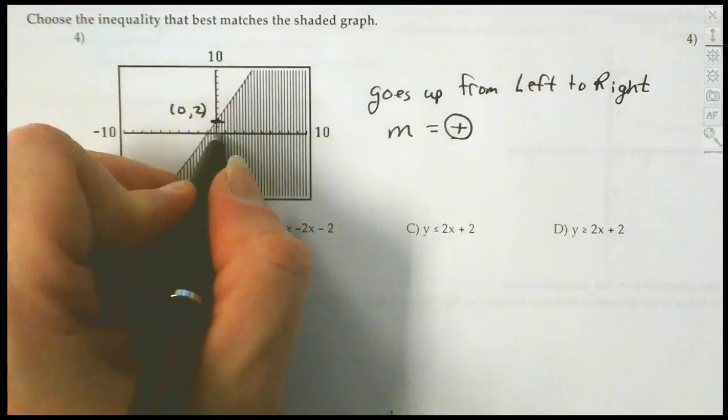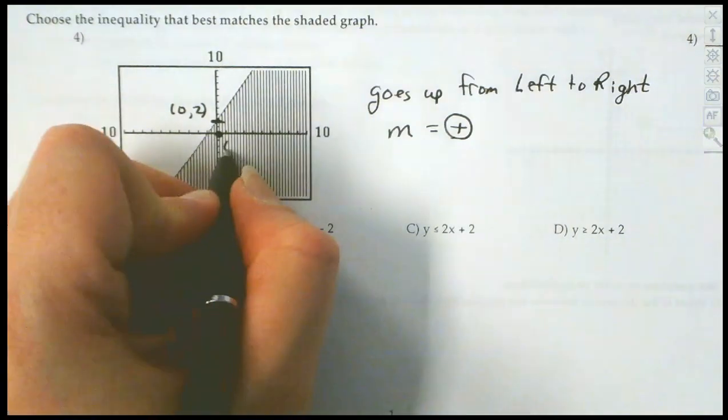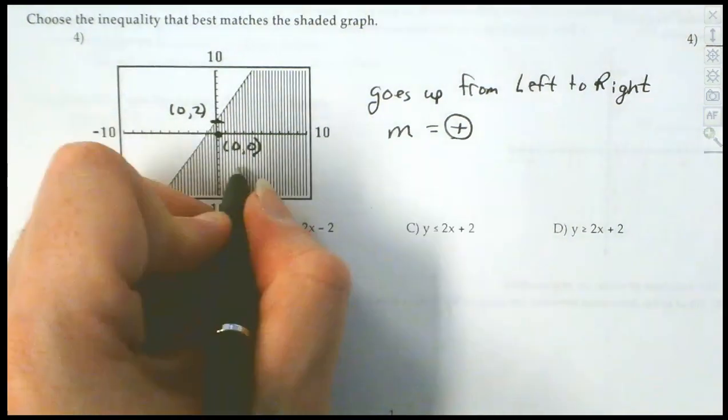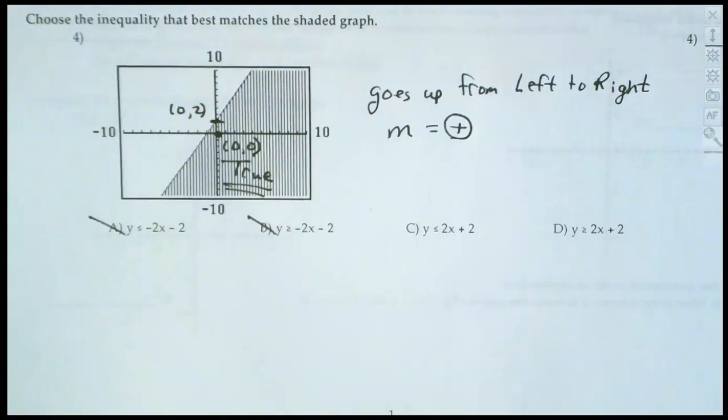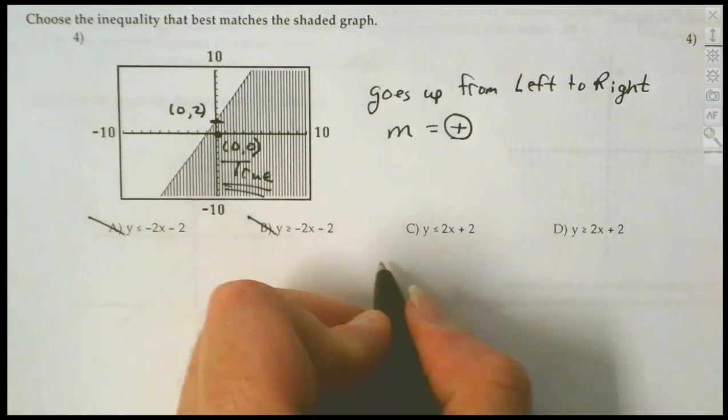If I pick 0, 0, because 0, 0 is right here, and 0, 0 in this case from our picture is true, right? So if I plug in 0, 0, it should be true, because that's what our picture says. One of these we're going to plug it in and it'll be true, and one of them will be false. 0, 0 is in the shaded part, so whichever one is false is wrong. We need the one that's true. So let's check 0, 0 in C and D.